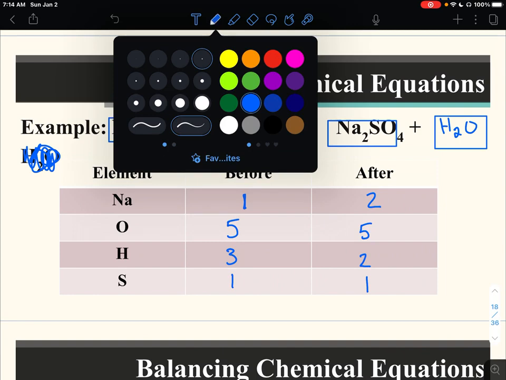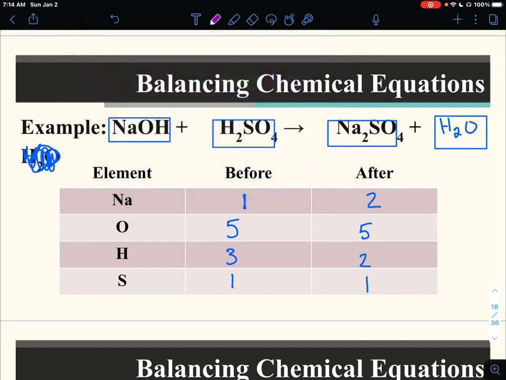So the other thing that's not balanced here is sodium. So let's do sodium. Sodium is a 2 after the arrow and a 1 before. So I'm going to put a 2 right here. So that changes this to 2. But it also changes oxygen and hydrogen.